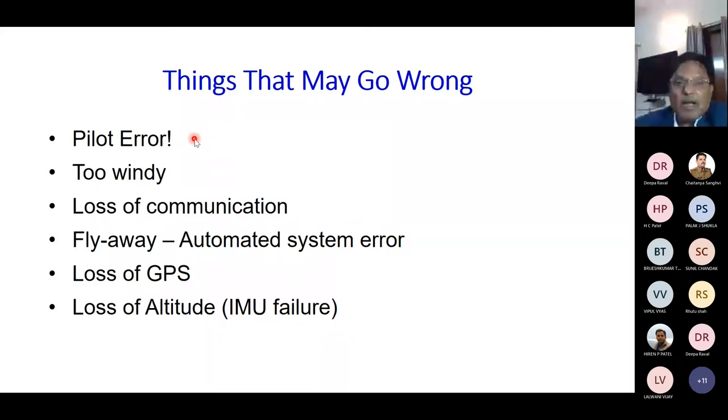Pilot error, when you are actually controlling it from the ground. Weather that is too windy, loss of communication. If there's a loss of communication, chances are the drone will be damaged. Sometimes loss of communication means the drone will fly away and it will never return to your destination. Loss of GPS signals means that you will not get the exact coordinates of the data which you are collecting.